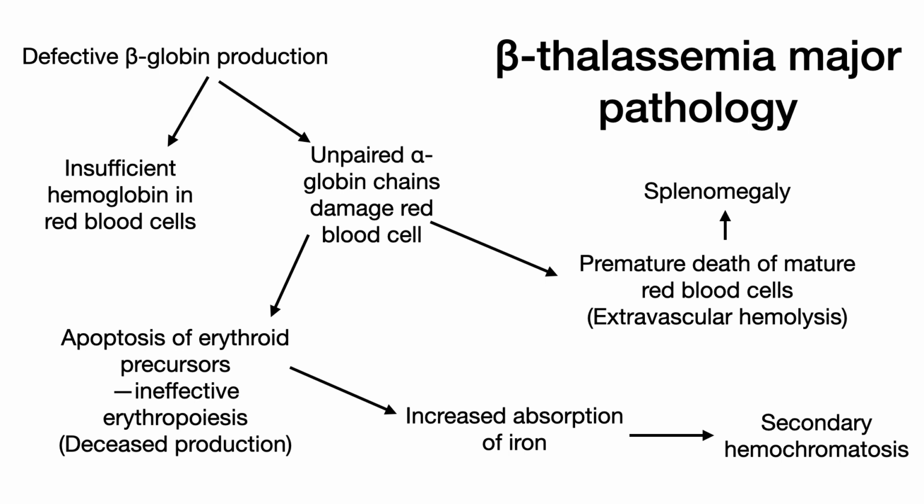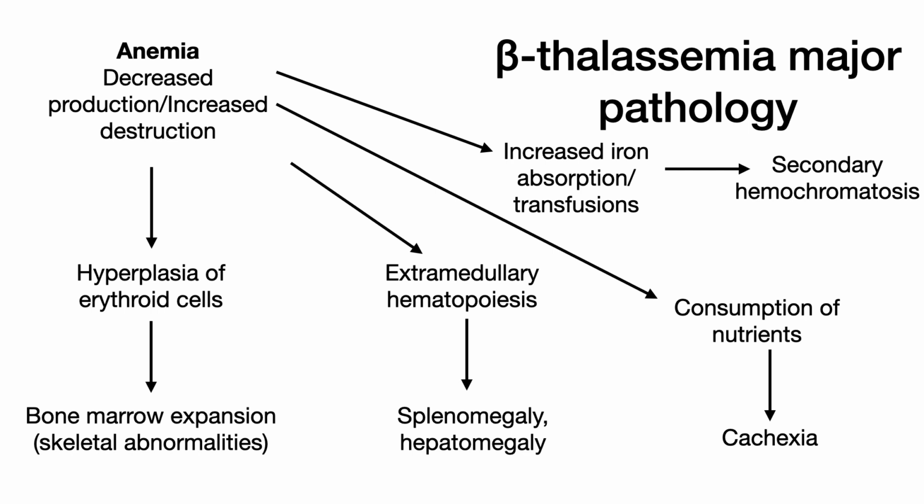So this was just trying to show you why, with beta thal major, you get splenomegaly and secondary hemochromatosis, and the mechanisms by which those occur. Because to me, with pathology, there's a lot of stuff to memorize, but at the same time, if you can understand the mechanism of what's going on, it's a lot easier to remember it. I hope that helps.